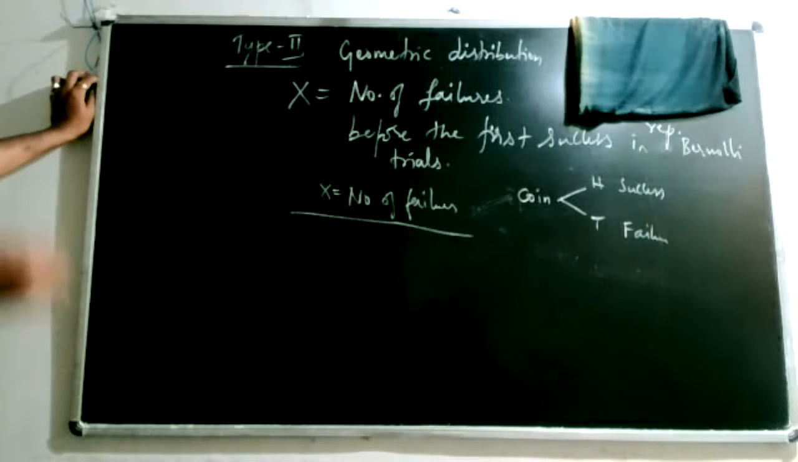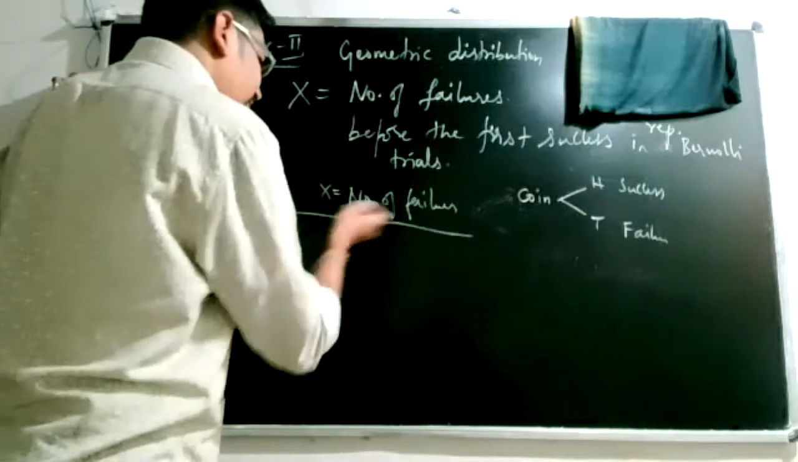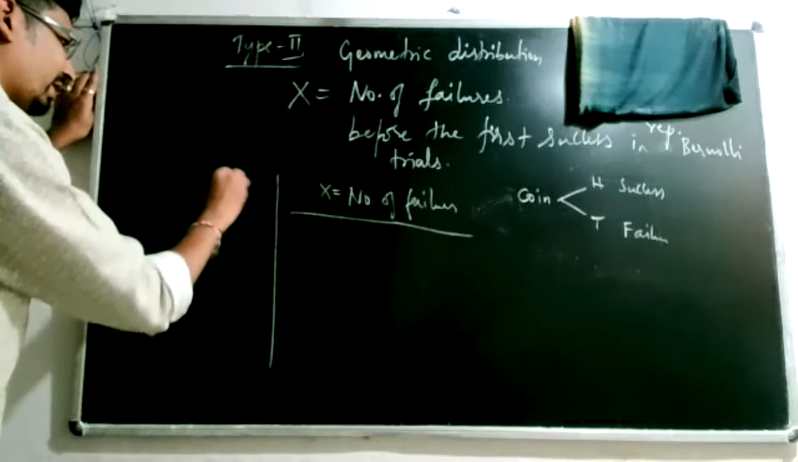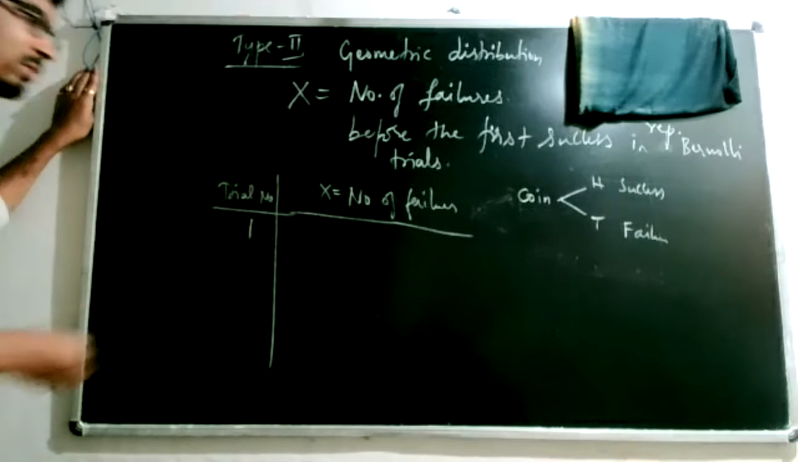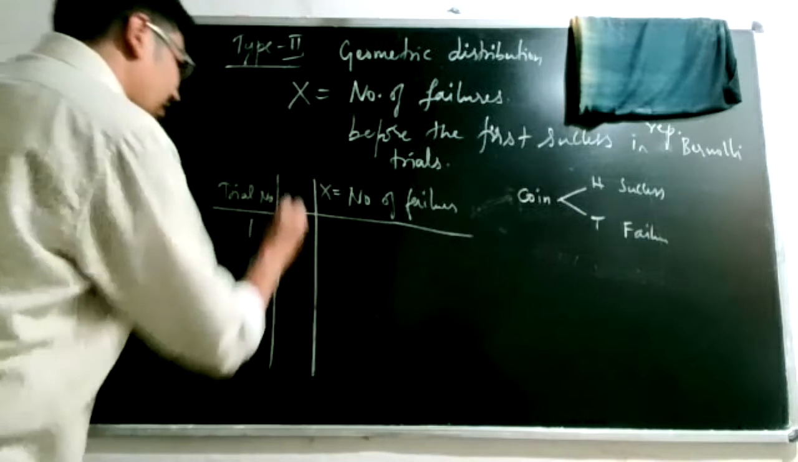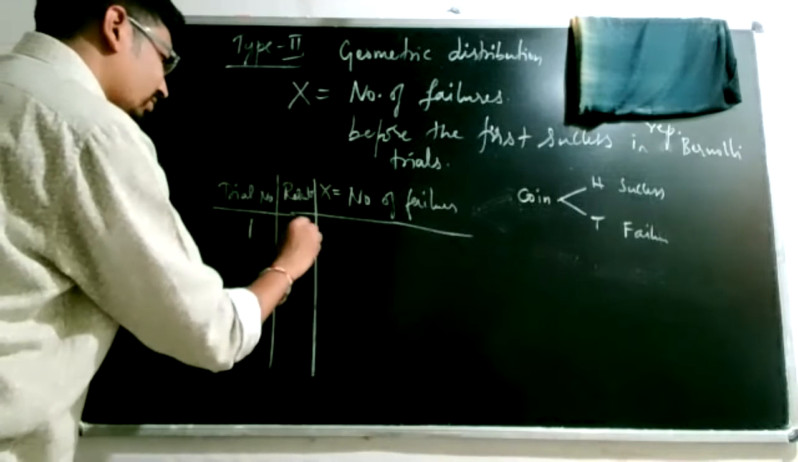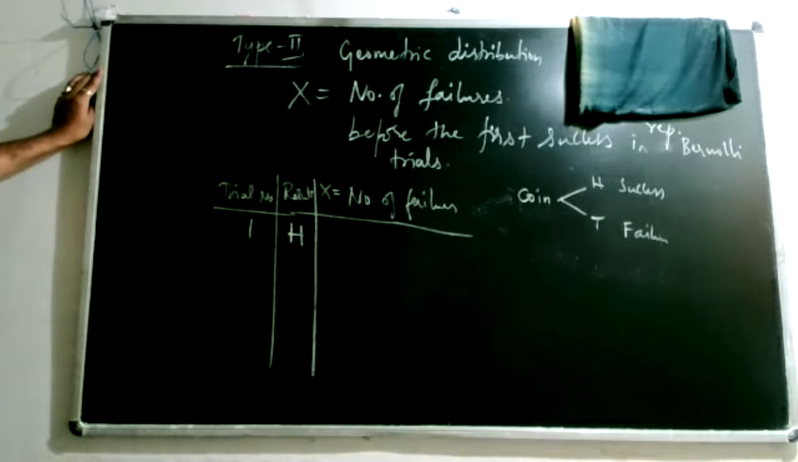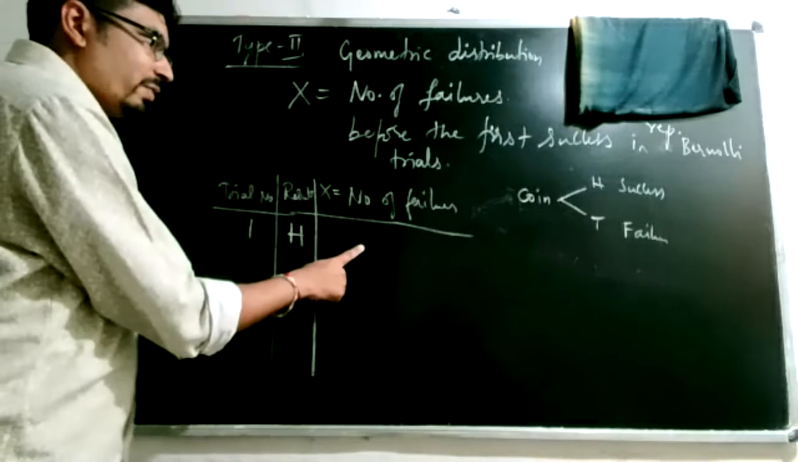So I toss the coin for the first time. We are not recording the trial, so let me take the trial number here. Trial one, I have got the result of the coin. Let me say H. So I have observed the success in the very first trial. So in the first trial itself the success has come. Then how many failures happened?